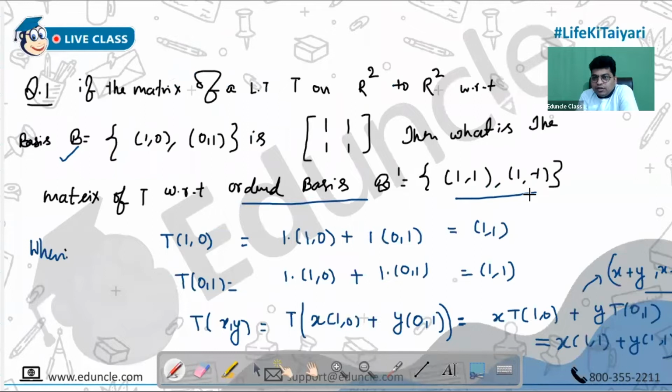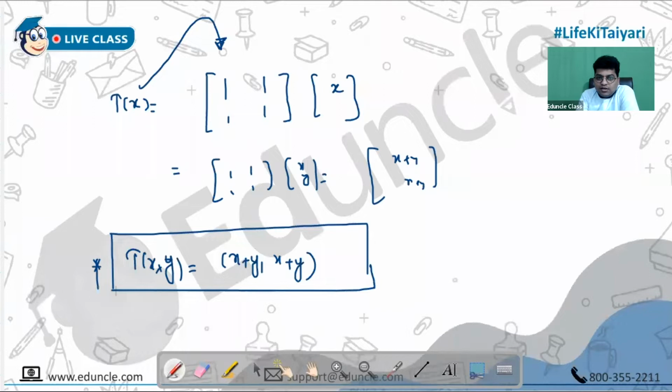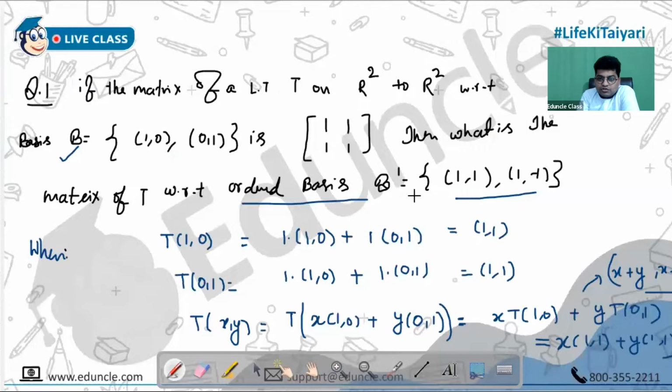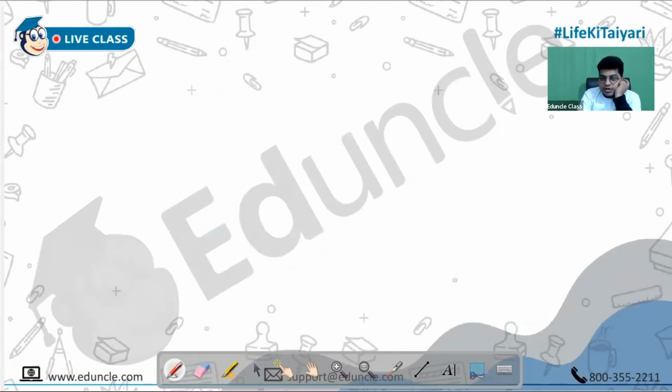But I want to tell you one thing. Generally the rule is, you can find it directly. T(x, y) is given, now you can solve the problem with respect to B dash. B dash means you will find T of (1, 1) and T of (1, minus 1), and you will write them as linear combinations of (1, 1) and (1, minus 1). Then whatever coefficients you get, you can form a matrix, which is called the matrix with respect to the ordered basis B dash. But if there is a question, you can also solve it directly.